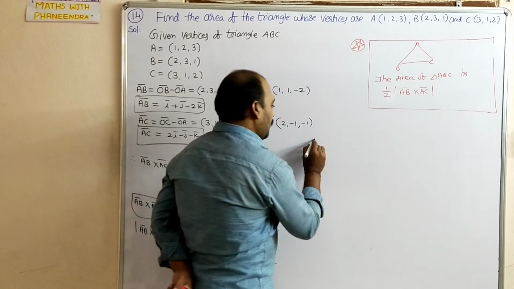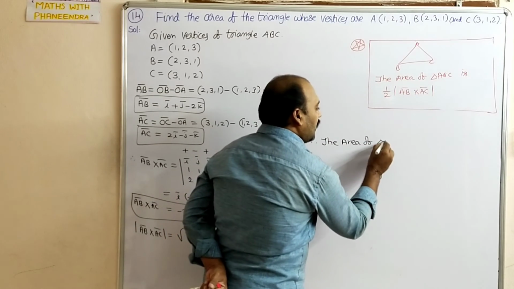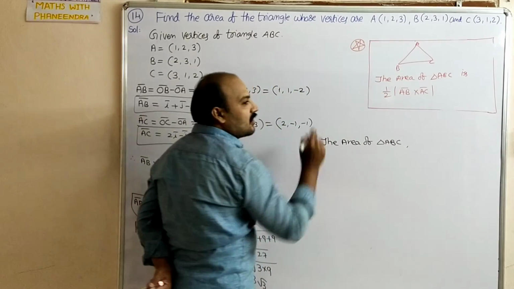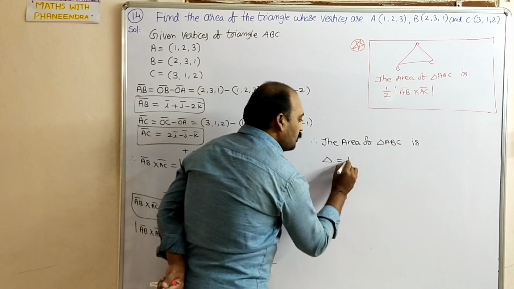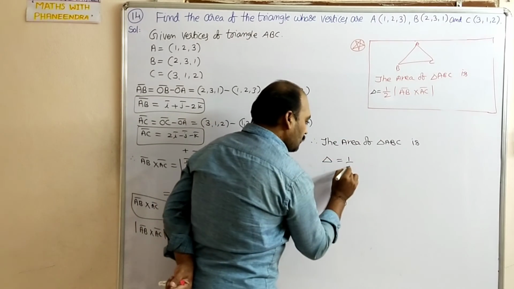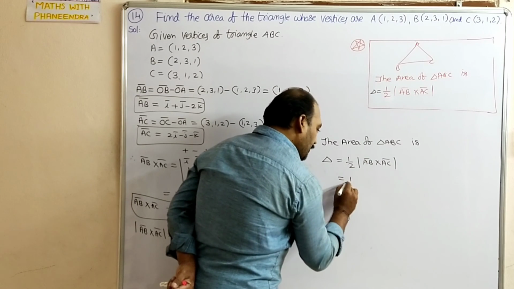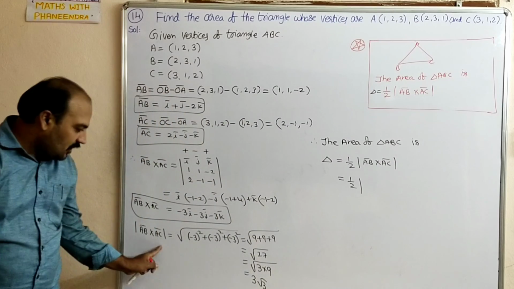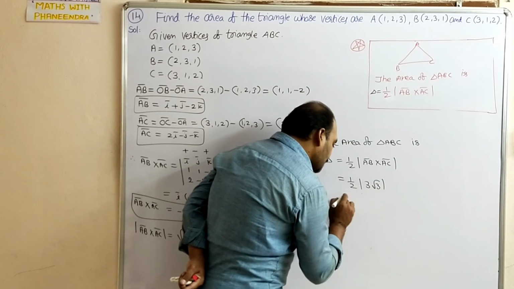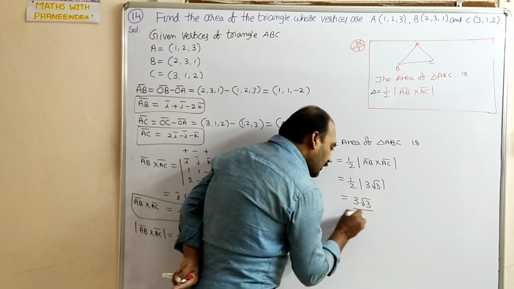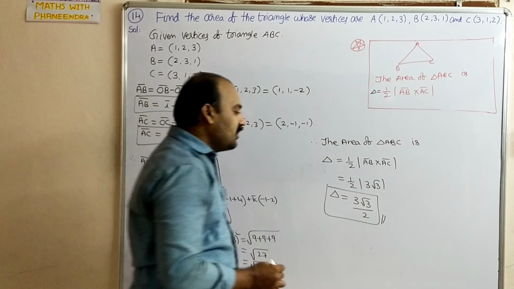Now, the formula. The area of triangle ABC, whose vertices are A, B, C, is delta equal to half into modulus of AB bar cross AC bar. Half into, what is AB bar cross AC bar? Here we got it as 3 root 3. Within the modulus, 3 root 3 is positive. So 3 root 3 divided by 2 square units is the area of the triangle formed by the given vertices.